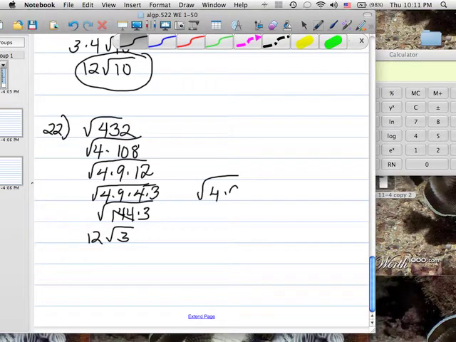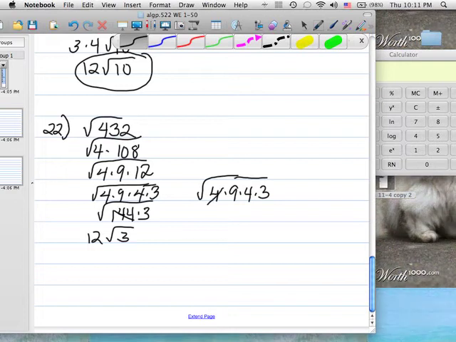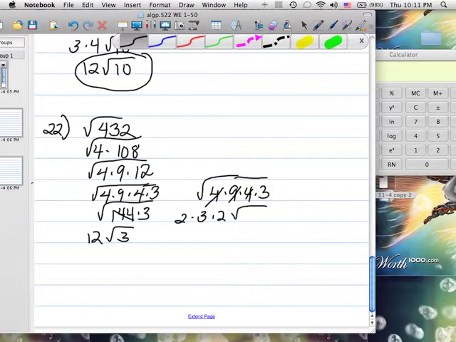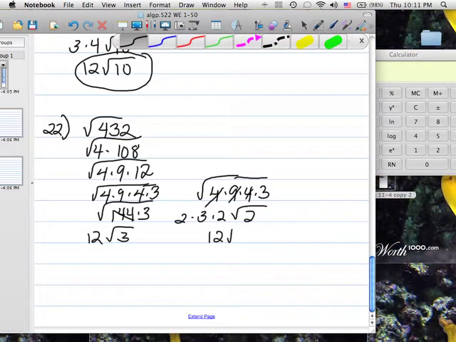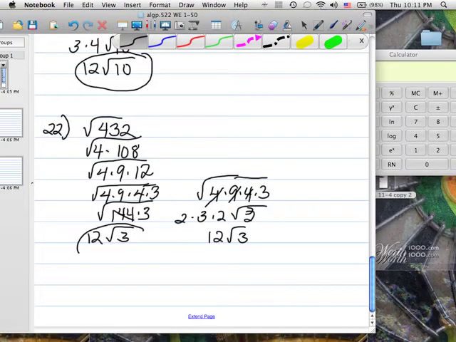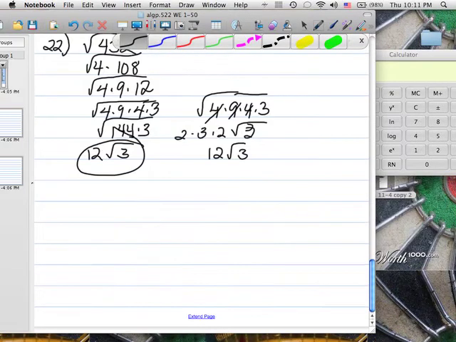And the other way would have been to just take out the square roots of the perfect squares. So the square root of 4 is 2, the square root of 9 is 3, and the square root of 4 is 2. And 2 times 3 is 6 times 2 is 12 radical 3. So whichever way you do it, it's going to work.